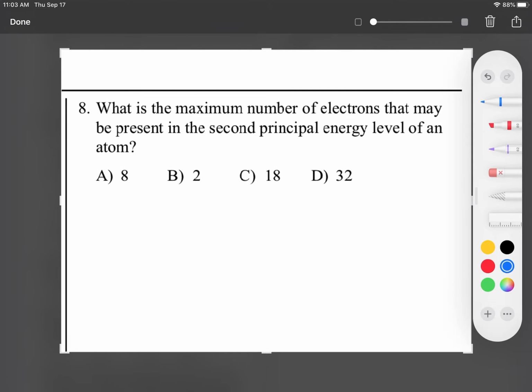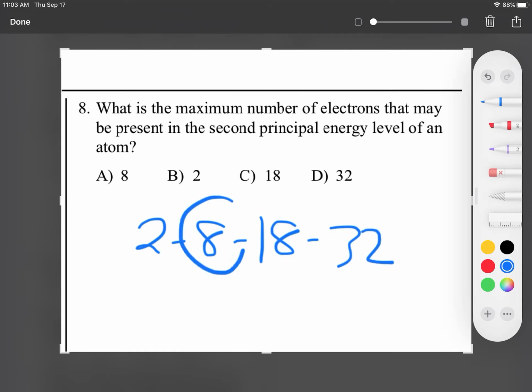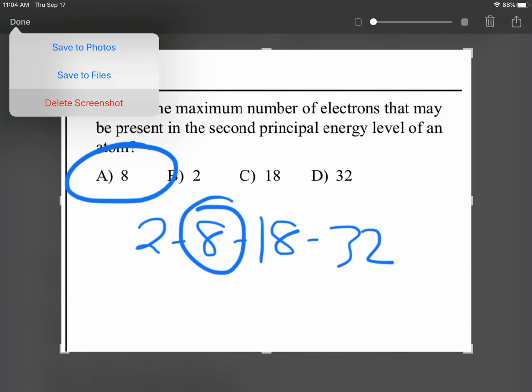All right, let's just do this page over here. Number 8. What is the maximum number of electrons present in the second principal energy level of an atom? We said 2, 8, 18, 32. So the second holds a maximum of 8.